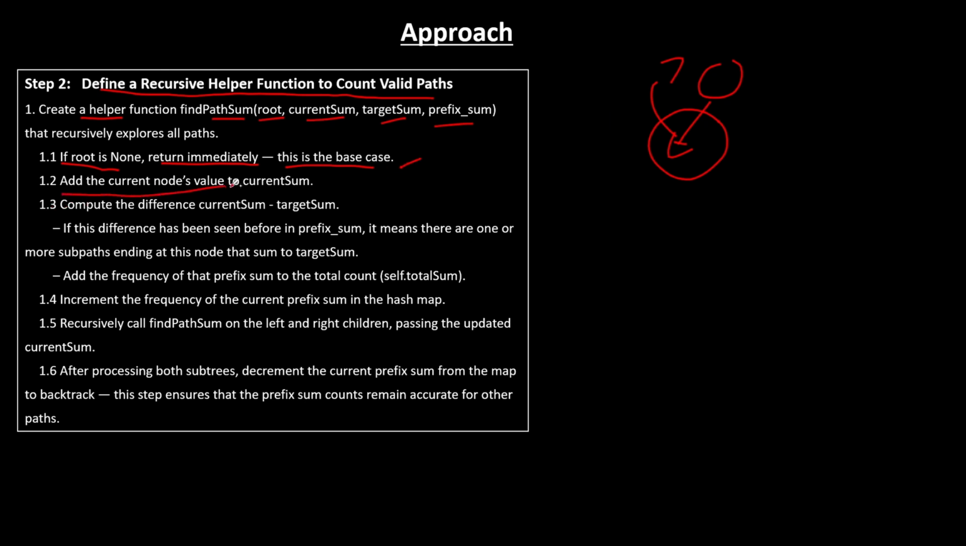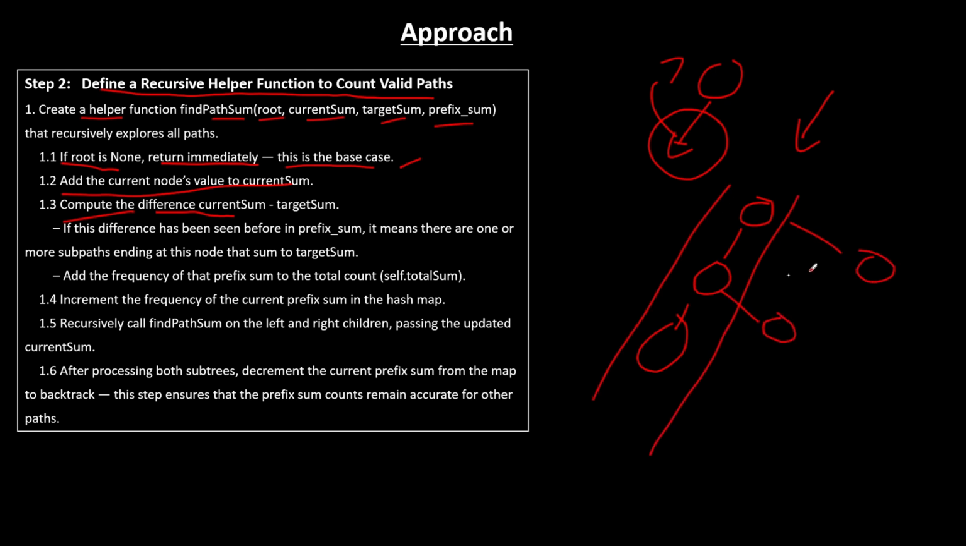Otherwise, we add the current node value to the current sum. Since we are going down, we keep on adding the sum and we keep on computing the difference on the go. Suppose this is the tree, just assume it to be one array going this way. Forget about the other nodes. You're going downwards and you're computing the same thing which we learned earlier. If this difference has been seen before in the prefix sum, it means there are one or more subpaths ending at the node. So we check in the prefix sum, and if it is there, we add that frequency count to our total.